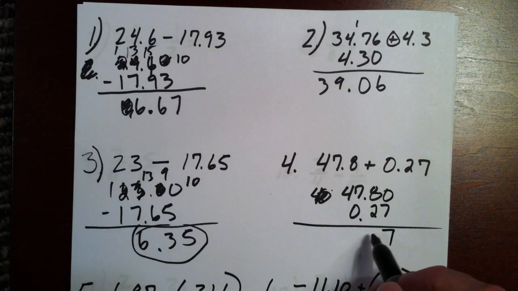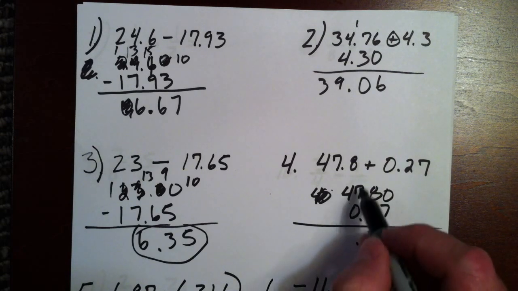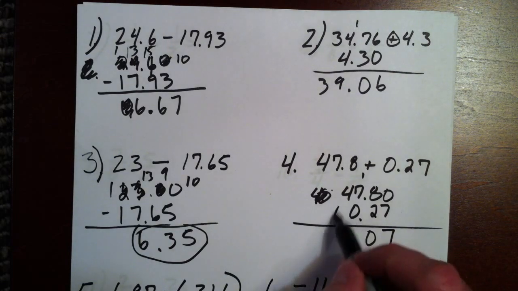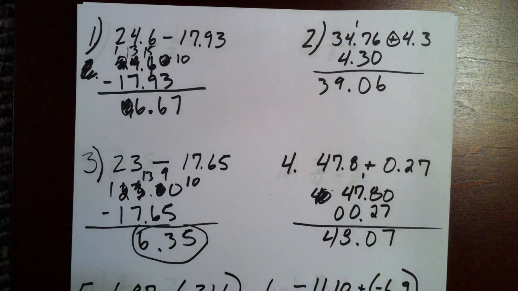This becomes 7. This becomes 10. Carry the 1, that becomes 8. And that, of course, plus 0 is 4. 47.08 plus 0.27 is 47.35.